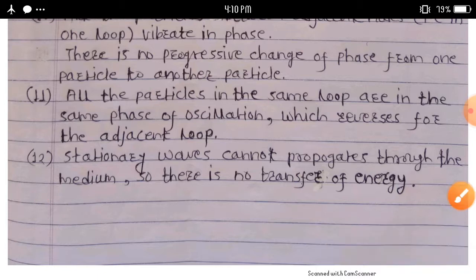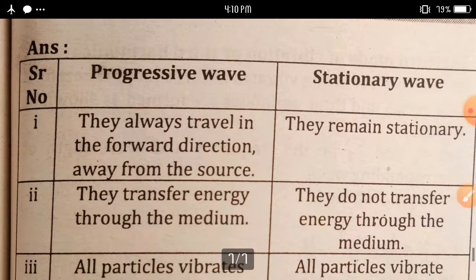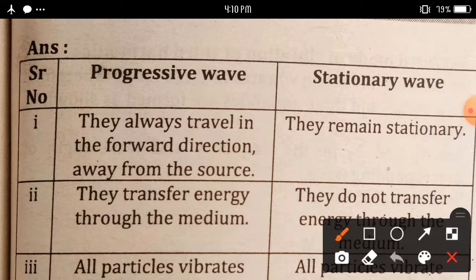And the last point we can discuss here is the distinction between a progressive wave and a stationary wave. First point: a progressive wave always travels in the forward direction, away from the source. And a stationary wave remains stationary.